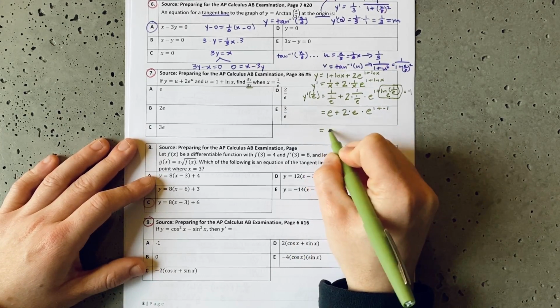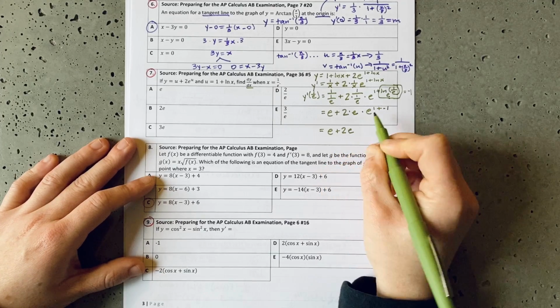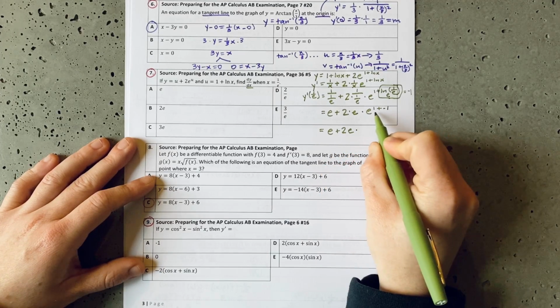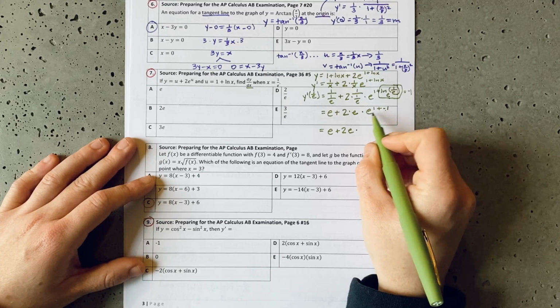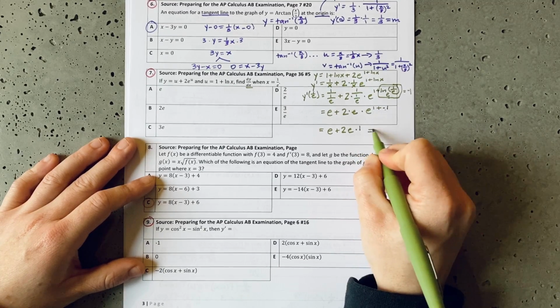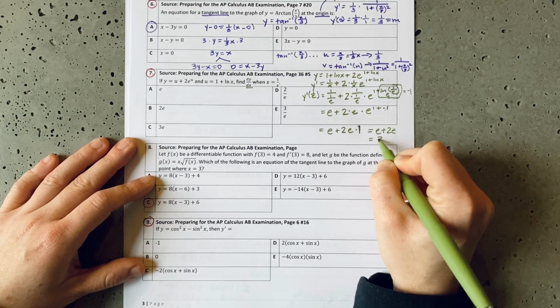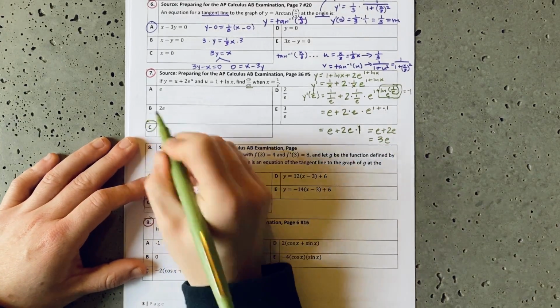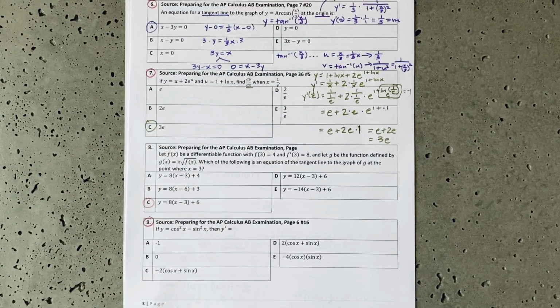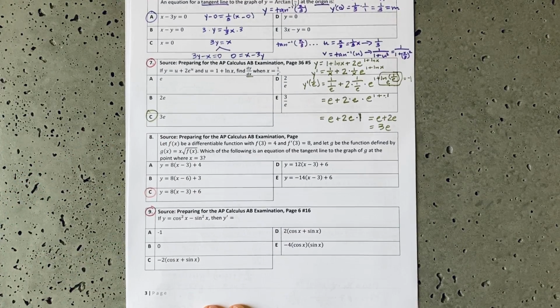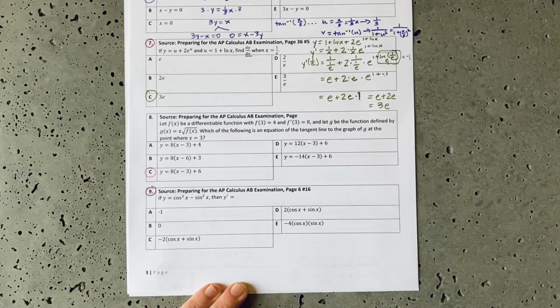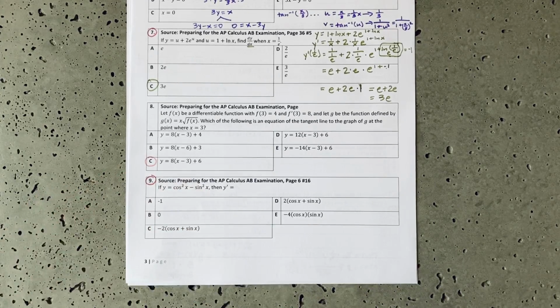So then we have e plus 2e times e to the 0. E to the 0 is 1. Cool. This is e plus 2e, which equals 3e. And your answer is C. Yay. Okay, we're going to skip number 8 and go to number 9. The answer to number 8 is C.